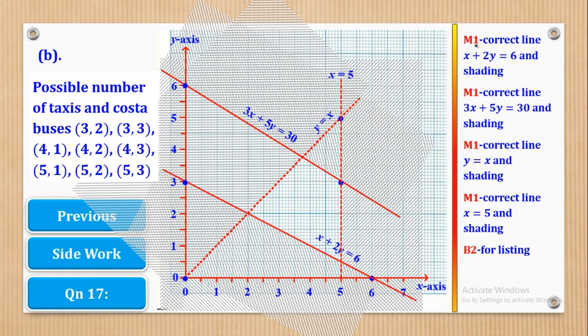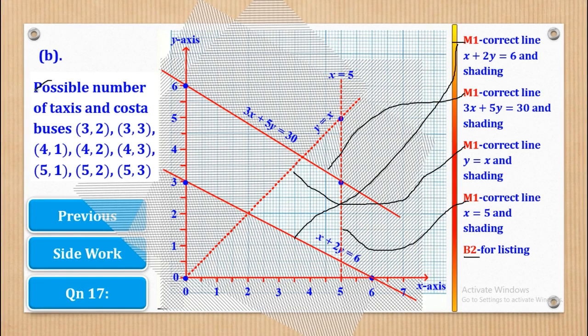So correct line, this M1 is for this line, x equal to that. Then this one is for the line this, and this one is with the correct shading. This one is for the line that with correct shading. This one is for the line this with correct shading, and this B2 is for listing all these points.